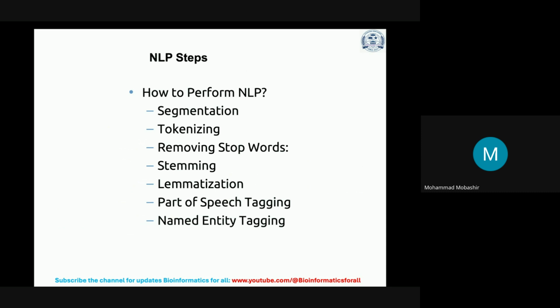So now, the first thing is segmentation, how it works, what the steps are: tokenization, removing stop words, stemming, lemmatization, parts of speech tagging, named entity tagging. Those 5 phases of NLP have been subdivided again for simplicity and better understanding, for those people also who are not aware of computational programming or computer science coding.